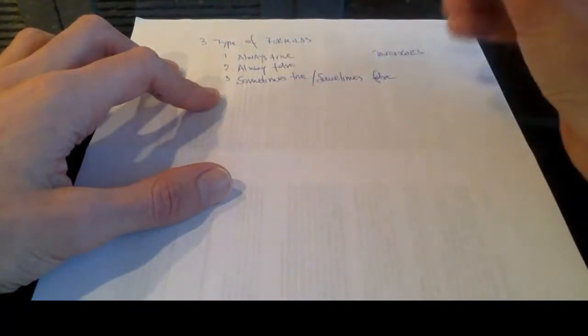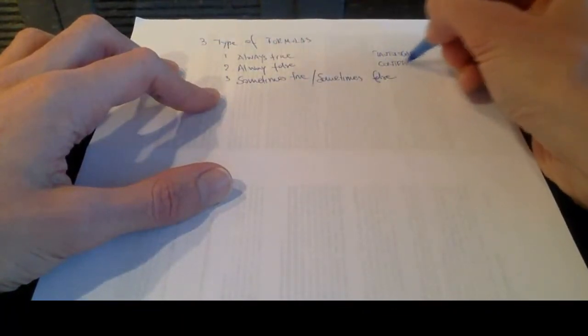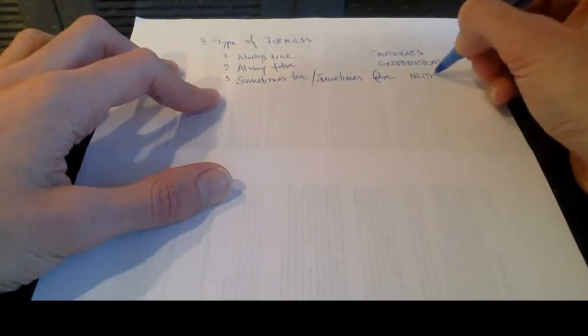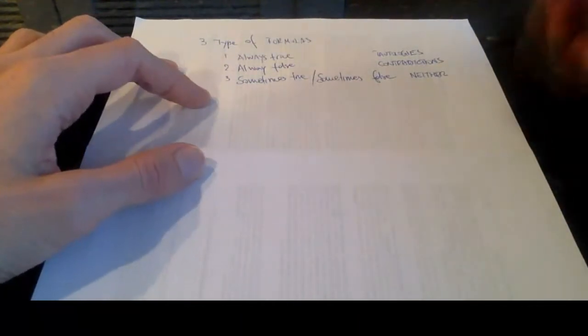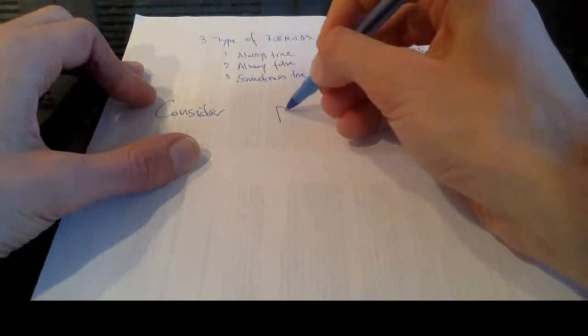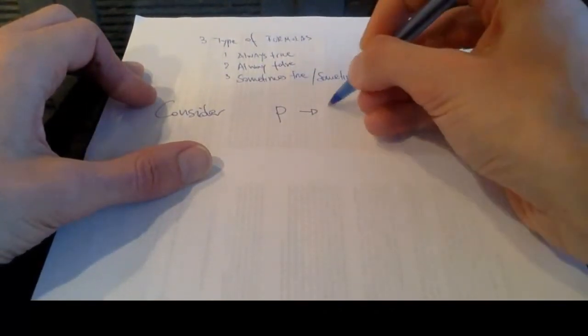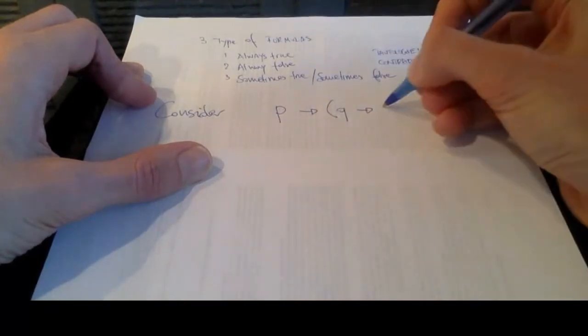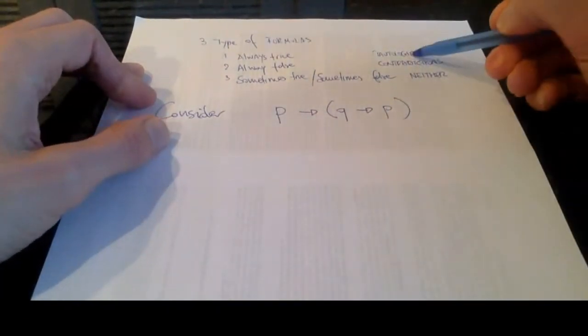The second, always false, are called contradictions. And the third one, we just call them neither, in the sense of neither tautologies nor contradiction. So how do we check whether a formula is a tautology, is a contradiction, or neither? Now consider the following formula. P implies Q implies P. Is this a tautology? Is this a contradiction, or neither?